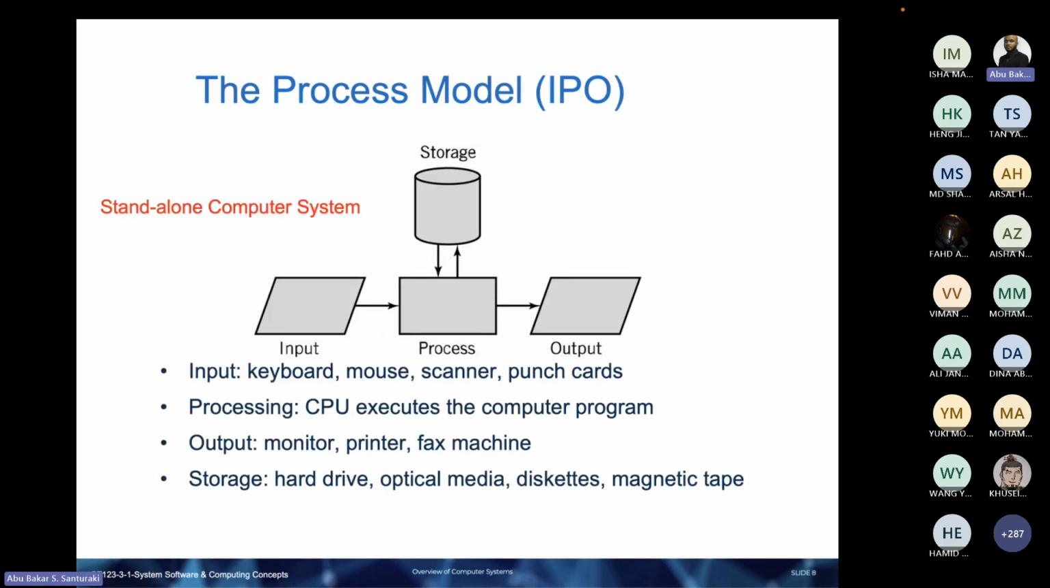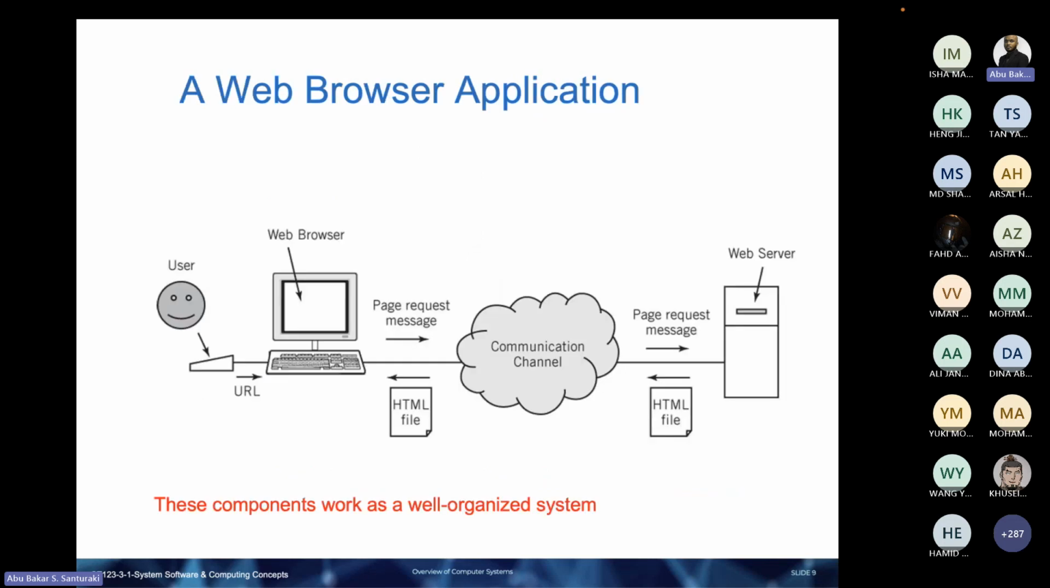Computer system, one computer. IT system, a group of computers transmitting and exchanging messages with each other. So there's a fundamental difference between a computer system and an IT system. A computer system is one computer. An IT system is multiple computers on a network, along with some hardware, some processes and a bunch of other things. So a web browser application is an IT system.